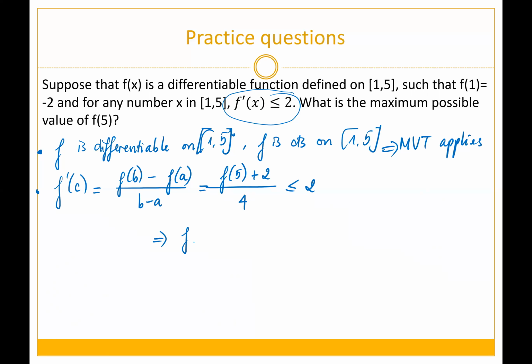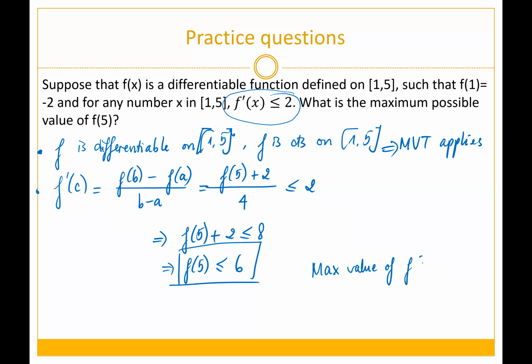If you use this correlation, you can have f(5) plus 2 smaller than or equal to 20, and then f(5) is smaller than or equal to 18. So our conclusion is that the maximum value of f(5) is going to be 18. So that is based on the conclusion of the mean value theorem. And remember, we have to check the conditions to make sure that this one applies first.